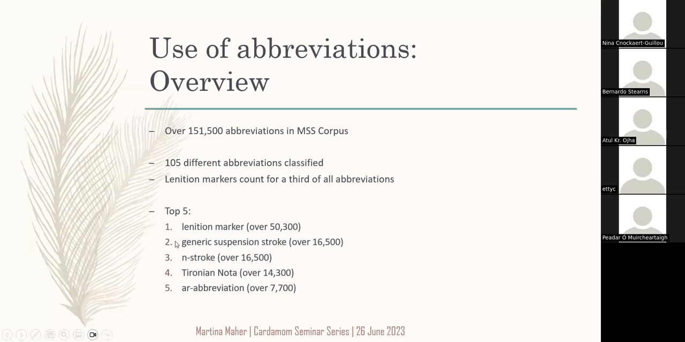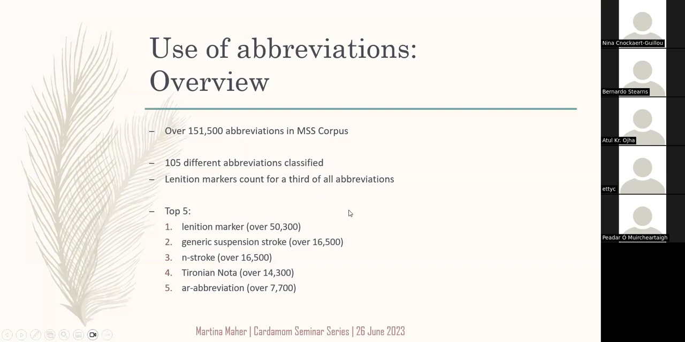So the generic suspension stroke is the next. The end stroke occurs in 3rd place. The Tironian nota, which is like a number 7 on the lower part of the line, expanded as agus or et, is also very popular. And number 5 on our list is our AR abbreviation.